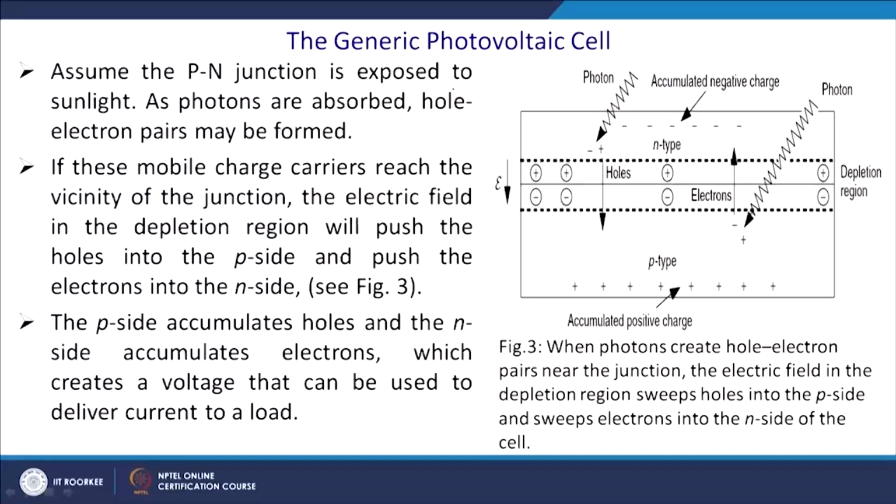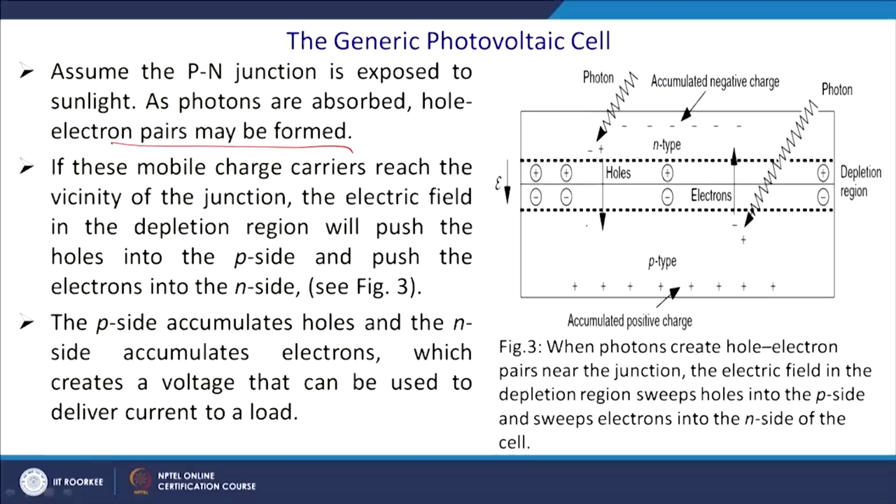And let us assume that the p-n junction is exposed to sunlight. As photons are absorbed, hole-electron pairs are formed. So, when a photon is absorbed, there will be an electron in the conduction band and a hole in the valence band. If these mobile charge carriers reach the vicinity of the junction, the electric field in the depletion region will push the hole into the p side and push the electron into the n side.